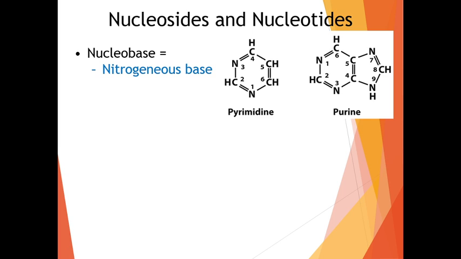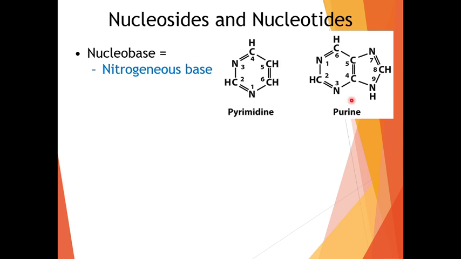Let us try and understand the difference between a nucleoside and a nucleotide. But before that, let's look at what a nucleobase is. A nucleobase is a nitrogenous base, for example, pyrimidine or purine. A pyrimidine is a six-membered ring with two nitrogens. As you can see from the numbering, it starts with the first nitrogen and goes along, and the second nitrogen would be third in this case, and so on and so forth.